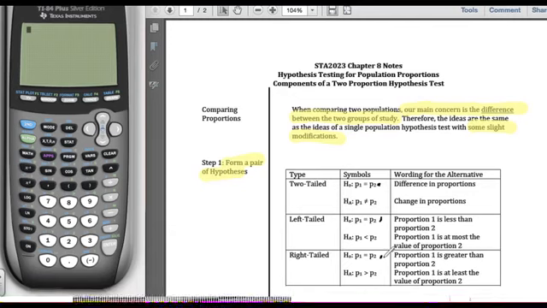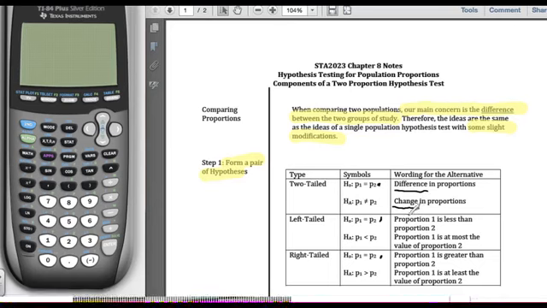We want to see, do the statistics show otherwise? Do the statistics show that the first group is greater than the second group? That the second group is greater than the first group, or the first one is less than the second one? Or that they're just not equal to? And we'll know which symbol to pick based off of the wording. We haven't seen a not equal to just yet, but we'll see one in the next video or two.